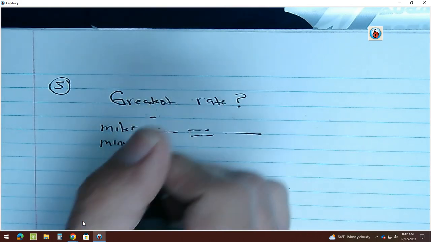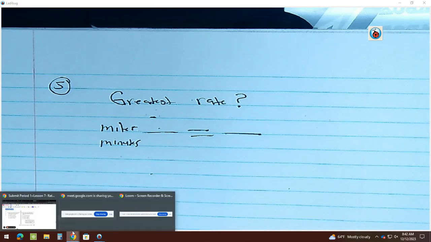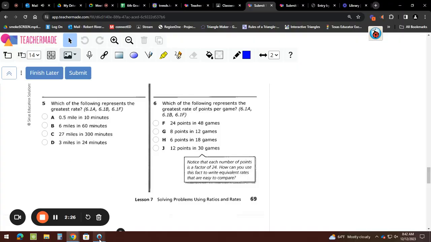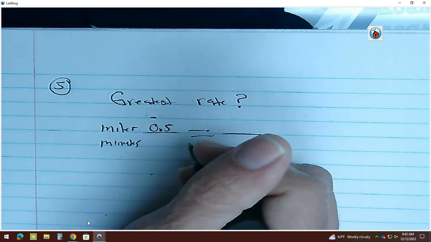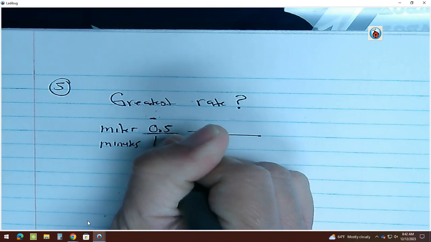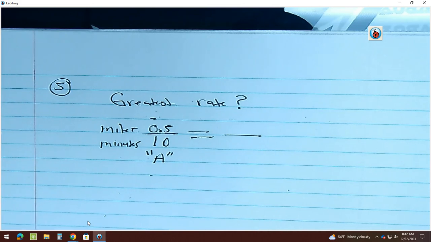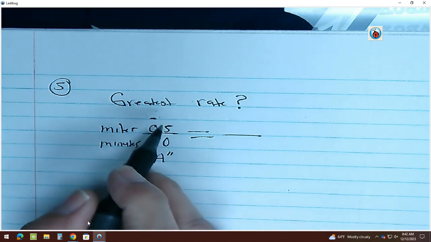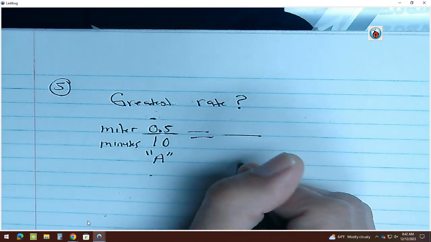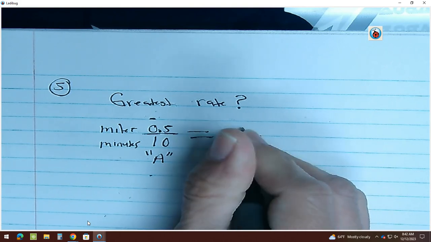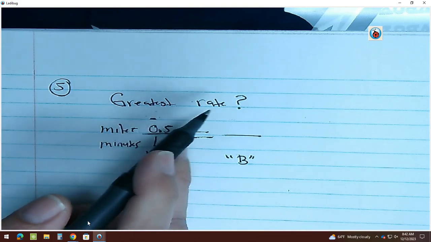So I'm going to call this guy, the first one is choice A, and it says 0.5 and 10 minutes. So 0.5 would go on the top because that's the miles, and the 10 would go on the bottom because that's the minutes. And this is choice A. Questions so far? But since they want to find the greatest rate, I need to compare the other choices. So now I'm going to go get choice, guess what? B. And I'm going to put them here. So I'm comparing choice A against choice B so I can know who's the greatest rate.